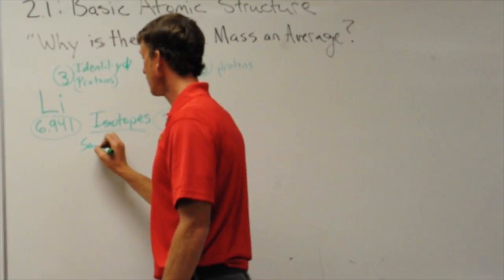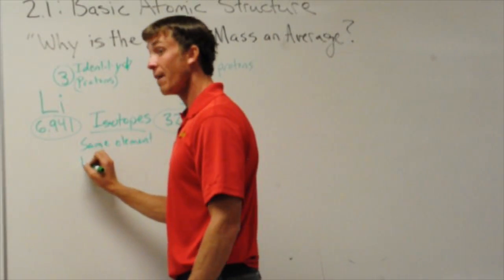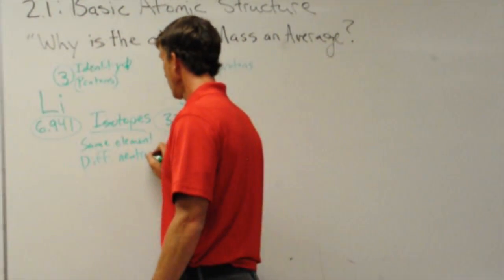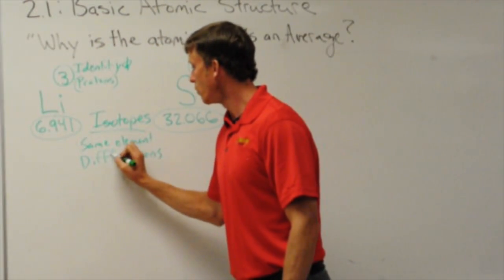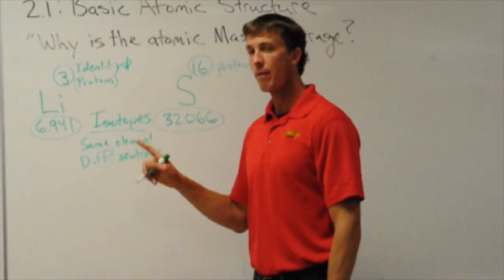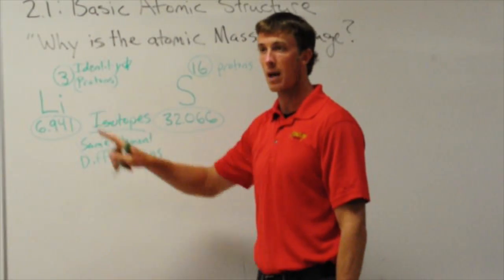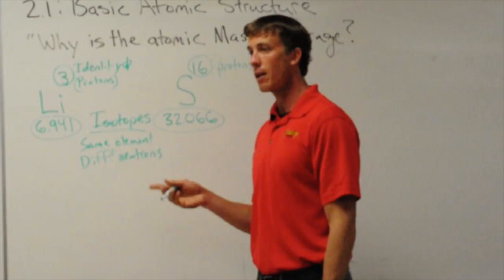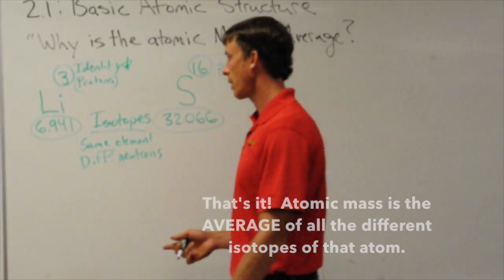So isotopes mean different neutrons. So same element, but they have different amounts of neutrons, so a different number of neutrons. So if I have 3 protons, so lithium always has 3 protons, and the number of neutrons can change, then that kind of makes sense, because then we look at it as an average. So let's look at that.